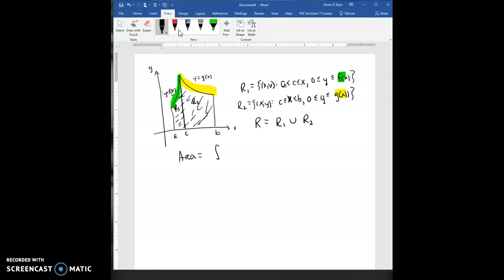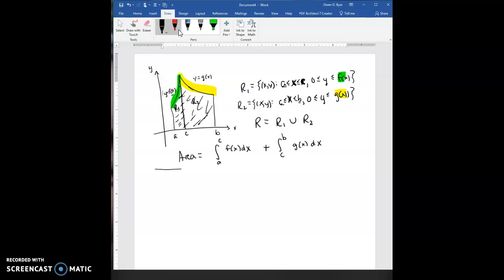sorry, I have this wrong here. This should be a less than or equal to x less than or equal to c. The area from a to c of f of x dx, union, we add together the two areas, plus the integral from c to b of g of x dx. So the key was that we had two different tops to that one.